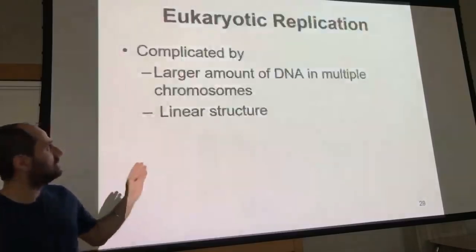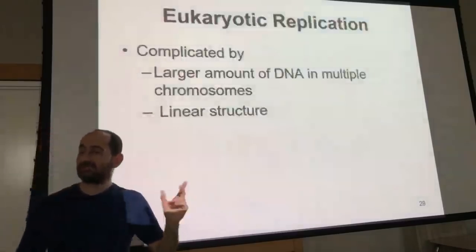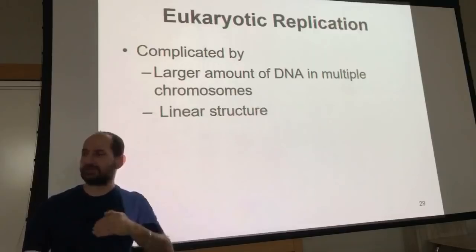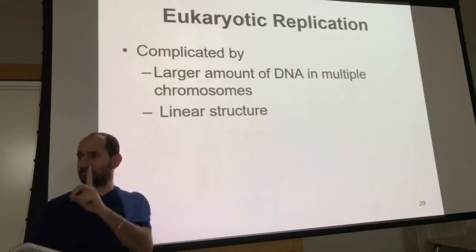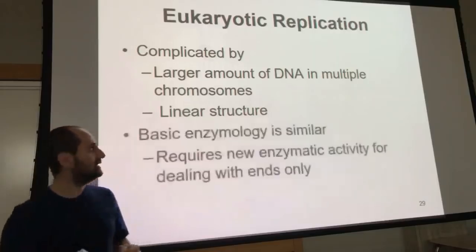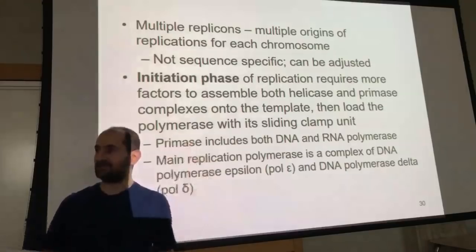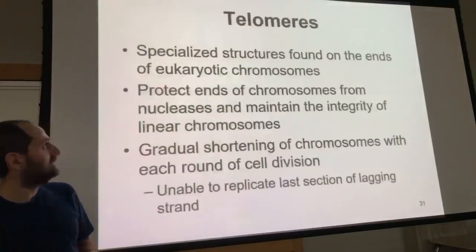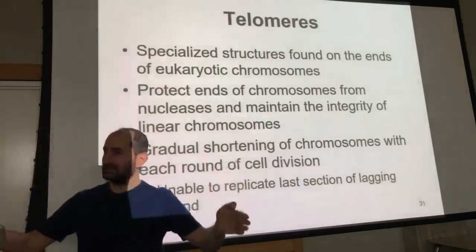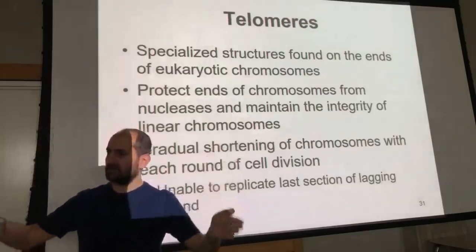Do you remember in eukaryotes, again, you have a lot more DNA and you have linear DNA instead of circularized DNA? So because of that, you have multiple origins of replication instead of just one origin of replication. And you also have the ends of the chromosomes to deal with. The ends of the chromosomes have a name. What was the end of our chromosome called? Telomeres. The ends of our chromosomes are called telomeres.